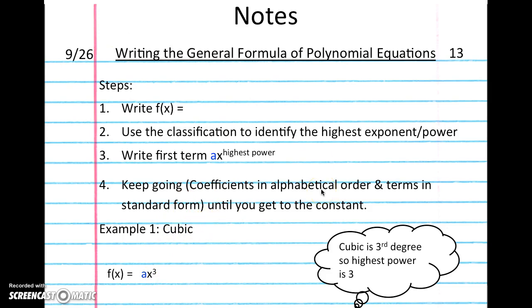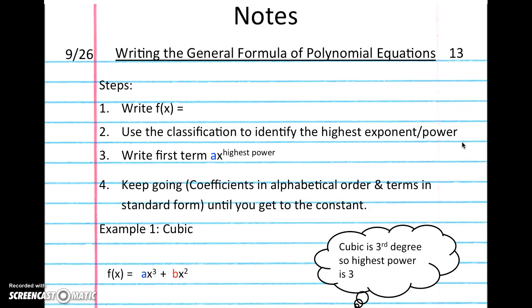And now I'm going to keep going. For the next term, if I have an a in front of this first term, my next coefficient must be b, because I'm going in alphabetical order. And then my next power must be 2. So the term I get now is bx squared. Notice I'm also putting plus signs in between each term. This is important. You're just going to put plus signs in between each term as well.